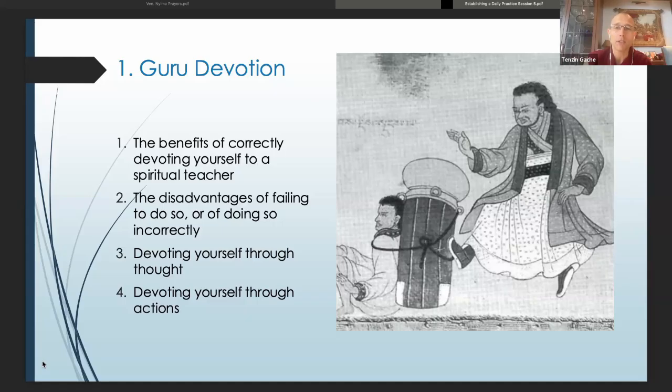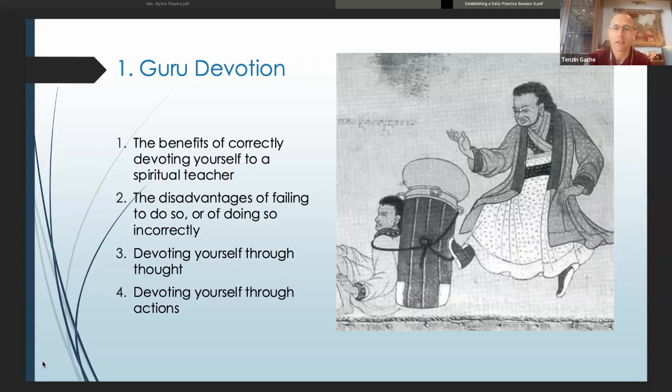So this picture here is a picture of Marpa with his student Milarepa. I imagine many of you might know this story, which is one of the most famous stories in Tibetan literature about the relationship of a teacher and their student. And it's also quite challenging if we really think about what happened here.